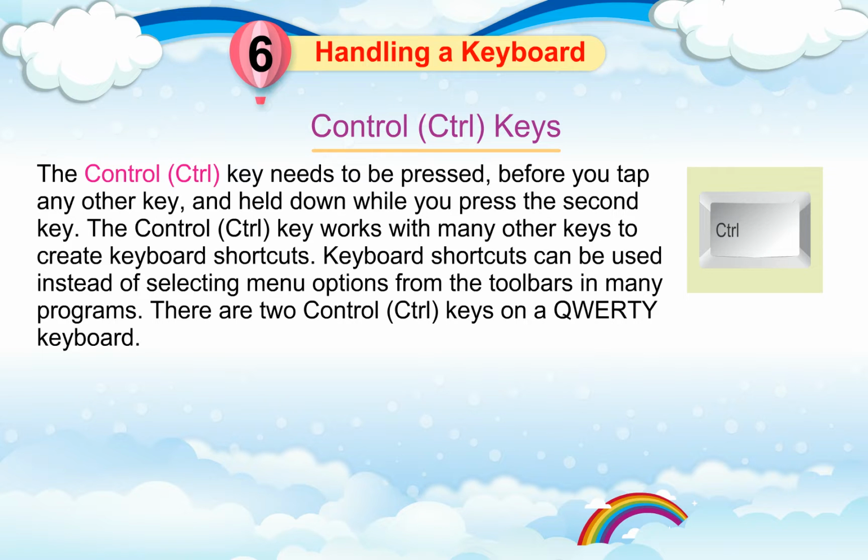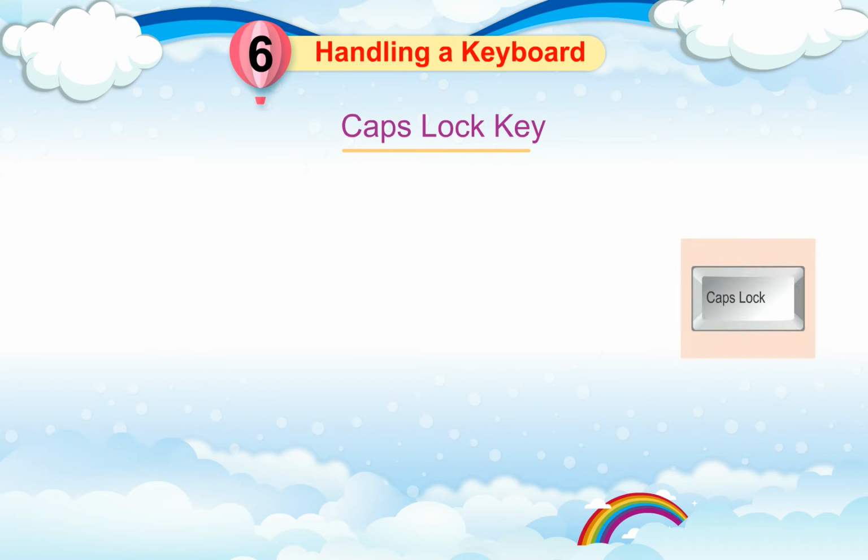Control keys. The Control or CTRL key needs to be pressed before you tap any other key and held down while you press the second key. The Control key works with many other keys to create keyboard shortcuts. Keyboard shortcuts can be used instead of selecting menu options from the toolbars in many programs. There are two control keys on a QWERTY keyboard.